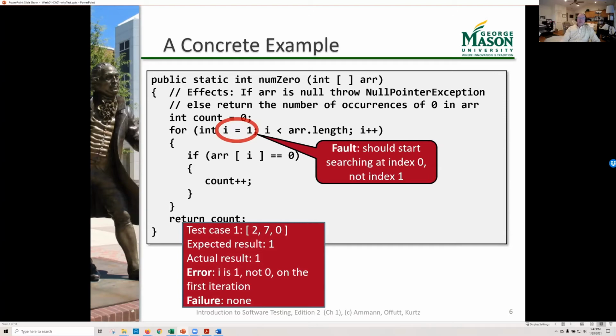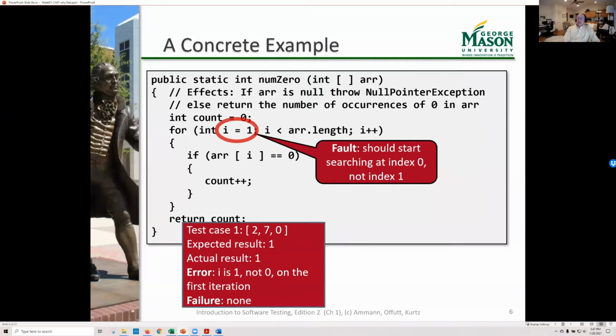We do have an error because on the first iteration of the loop, the array index i is 1, where we would have expected it to be 0. It should be 0. 0 would be the correct internal state. So the internal state is wrong. The code reaches the fault, and that fault causes an error, a bad internal state. However, because of the way this test happens to be written, that doesn't result in a failure because it returns 1 and we expected it to return 1.